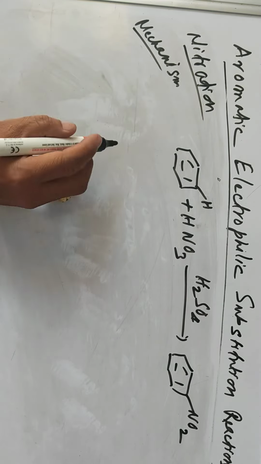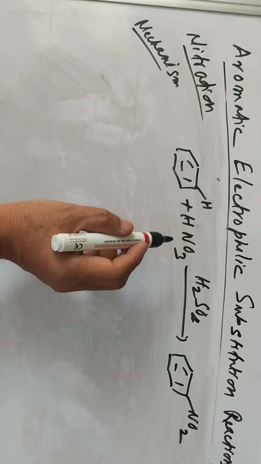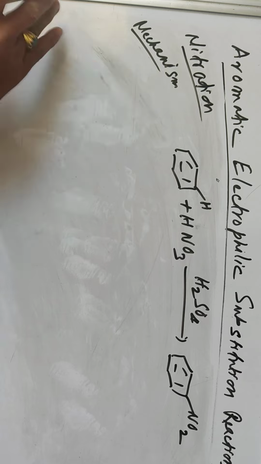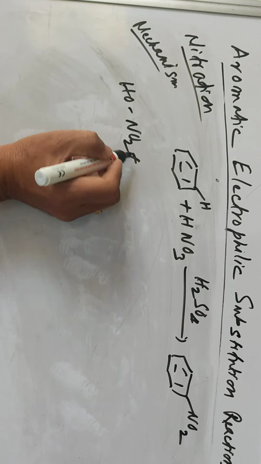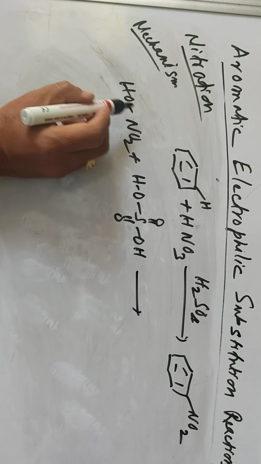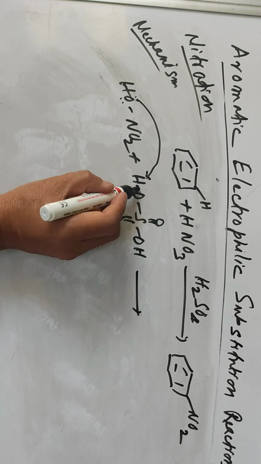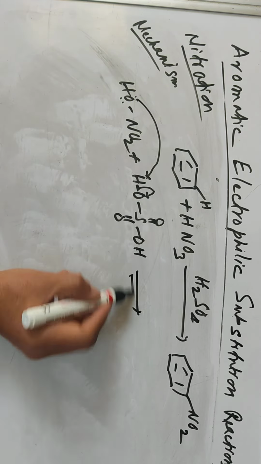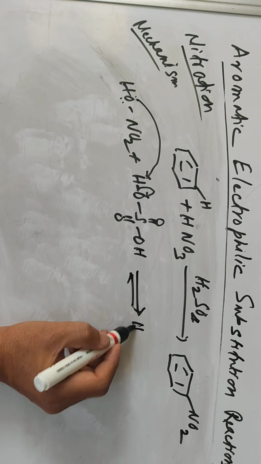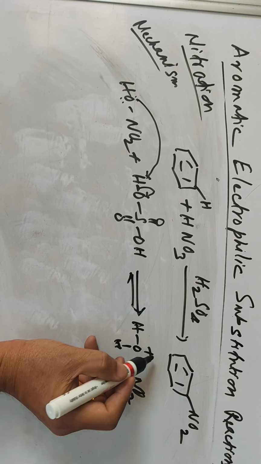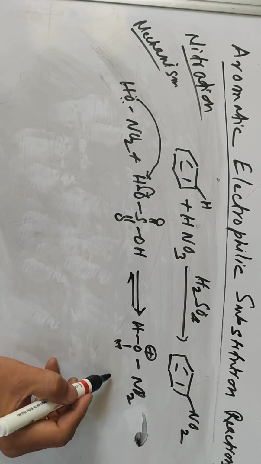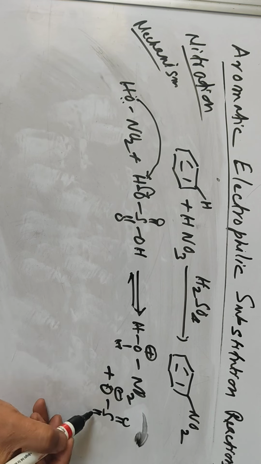The first step: this is nitric acid. It can be represented as HO-NO2 plus sulfuric acid, H-O-SO3H. The nitric acid attacks, picks up the proton from sulfuric acid, and we get this protonated species, with a positive charge, and the sulfate O negative charge here.